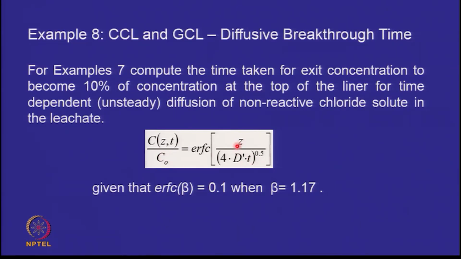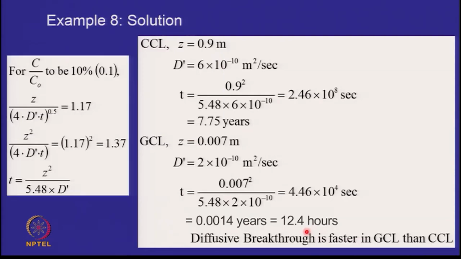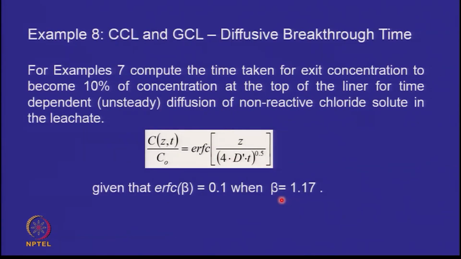Please understand that the Z for the compacted clay liner will be 90 centimeters, and for GCL it will be 0.7 centimeters. You'll have to match your units, but the values which I have got are 7.75 years and 12.4 hours. But I would like you to compute it on your own and tell me what values you get.